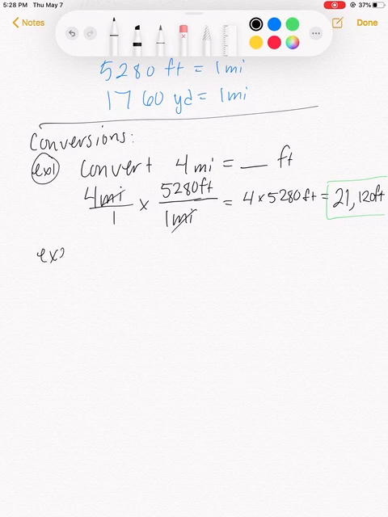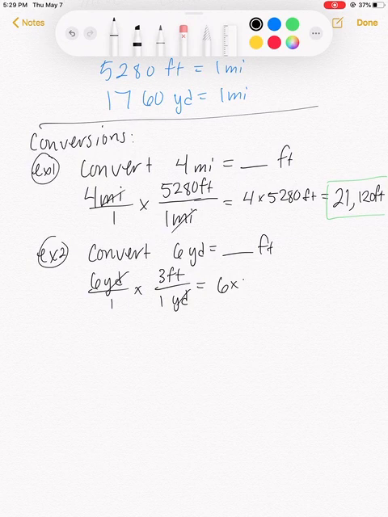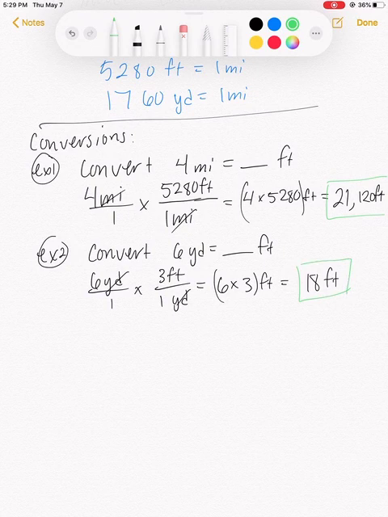Example number 2. I want to convert 6 yards into feet. I'm going to do my conversion factor, 6 yards over 1, multiplied by 3 feet for 1 yard. My yards will cancel, and now I have 6 times 3 feet, which is equal to 18 feet. So this is how these conversions are working.